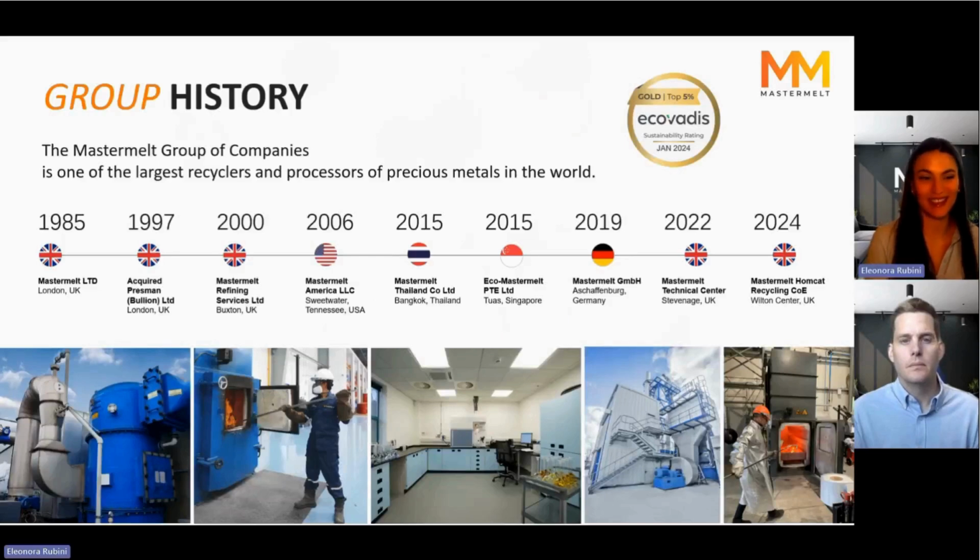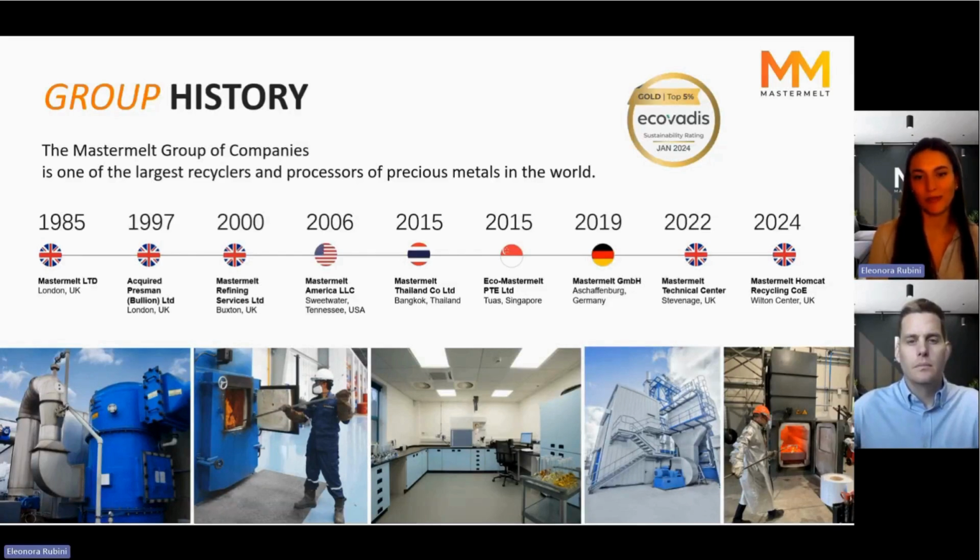Who is Mastermelt? Mastermelt is a company that started in 1985, so we will soon be celebrating our 40th anniversary. And we are now globally present. So it started in the UK, in London. And there are now 4 different sites in England. One site is in Germany, so in the EU. One production site is in Singapore for the Asian market. And then we have for the American market also a site in Tennessee, USA.